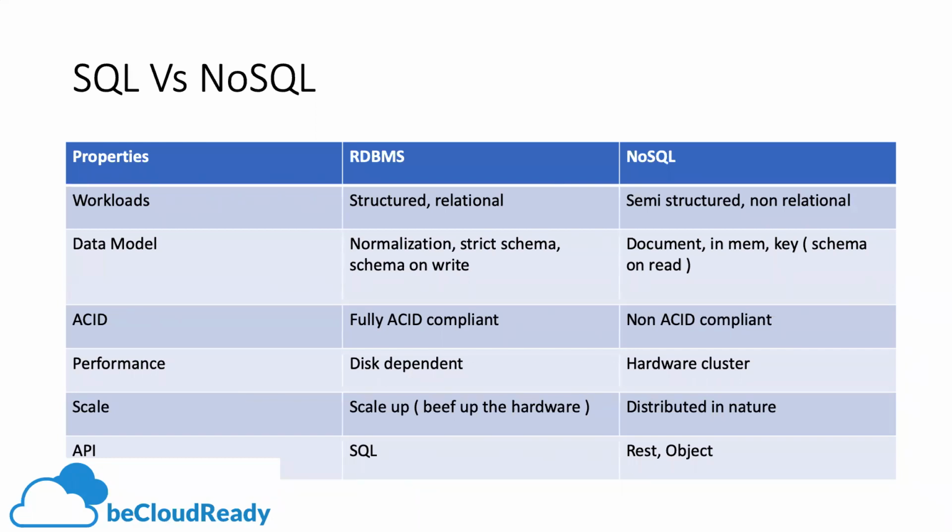In NoSQL, there is no such thing. Schemas are pretty much flexible. You can change schema on the fly as well. But of course, when you do the query, you will pay the price of that. Like you may not get the right data.